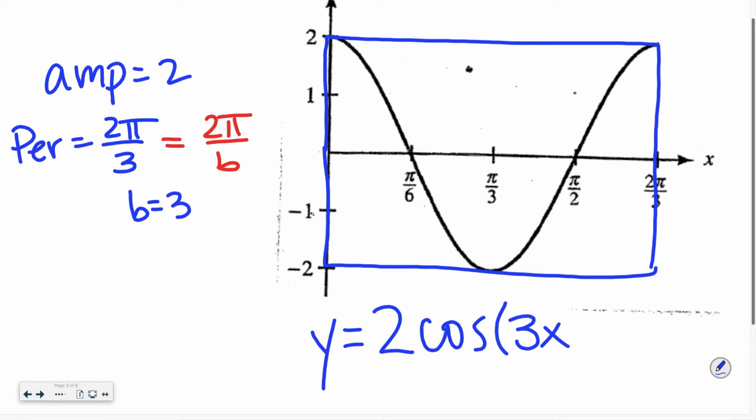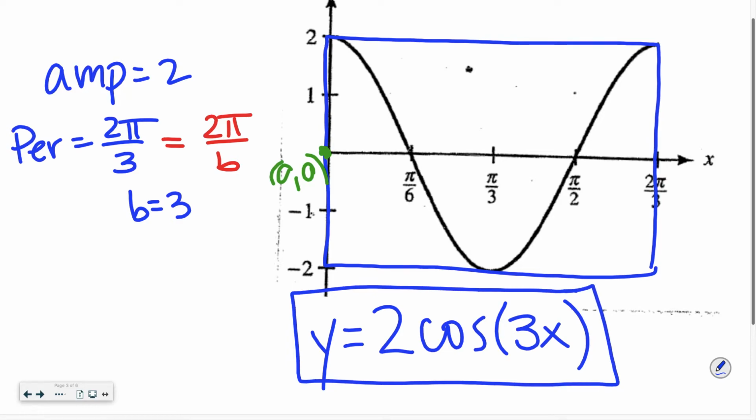And then remember that our starting point is on the edge of our frame, but in the middle. I don't care where cosine is starting. Our starting point is right here. Which coordinate is that? Okay, so since our starting point is 0, 0, we do not need to worry about a C or a D, and there is our equation for this graph.